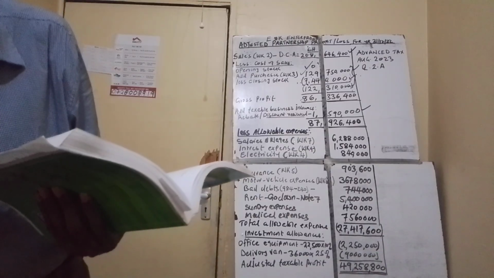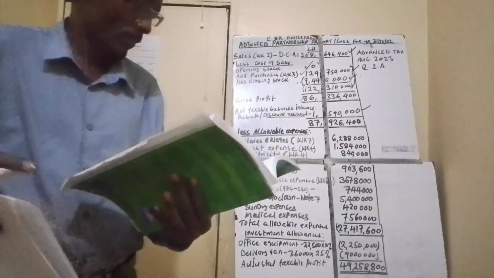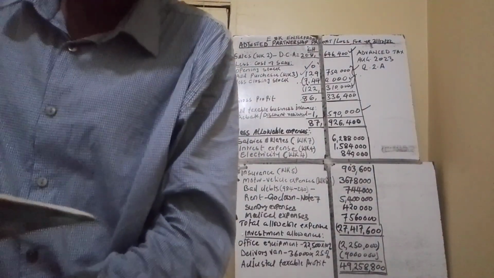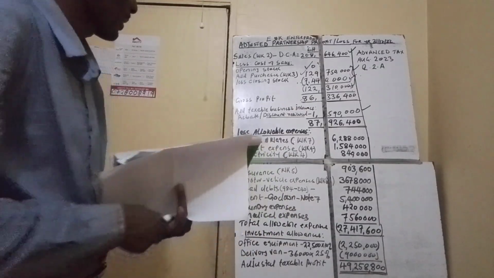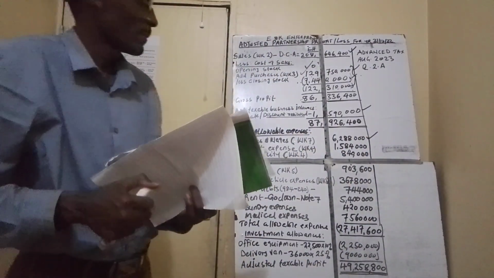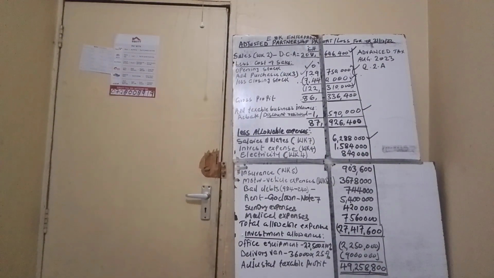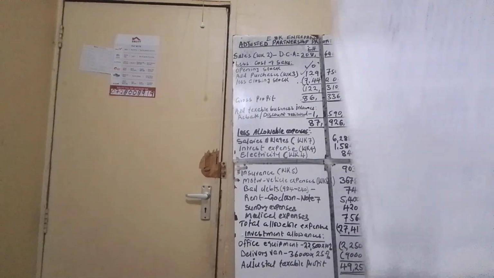Salaries. For salaries, we look at workings number 7. How did we get 6,288,000? Remember that it should be salaries for employees alone. So you separate salaries to the employees from salaries to the partners. Salaries to employees is the one which is allowable. You are lessing allowable expenses. You can check from there.